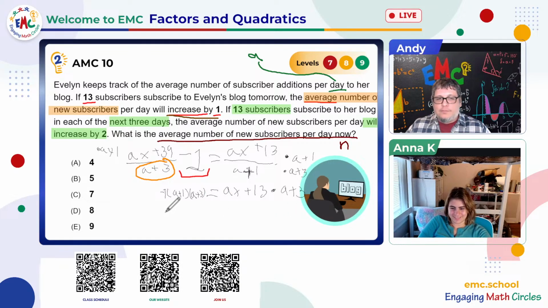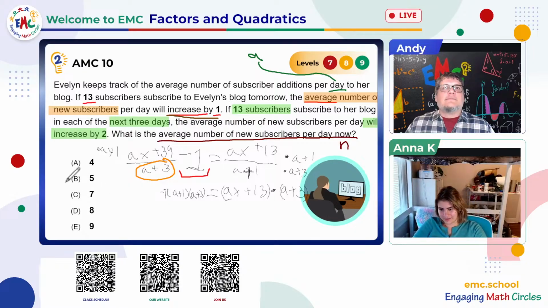It's almost like this. I forgot the parentheses. It will also look like a quadratic equation. Almost. Okay, so the A plus 1 and the A plus 3 will cancel out. AX plus 39.